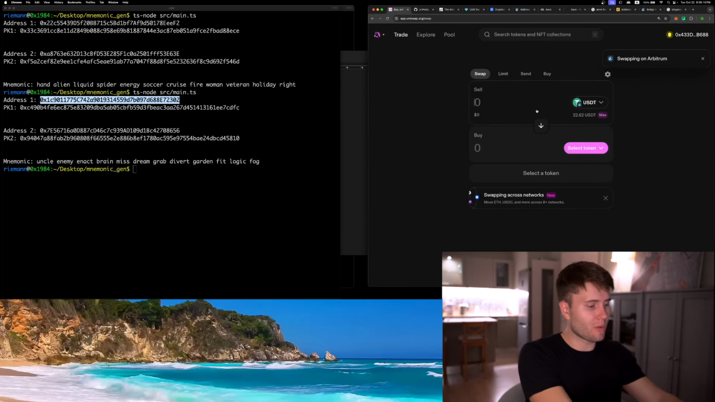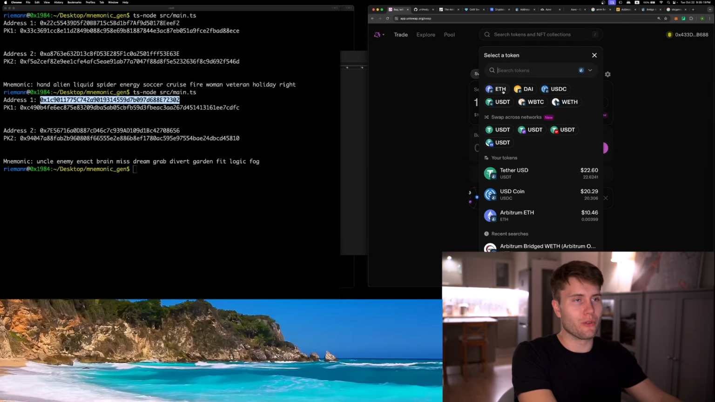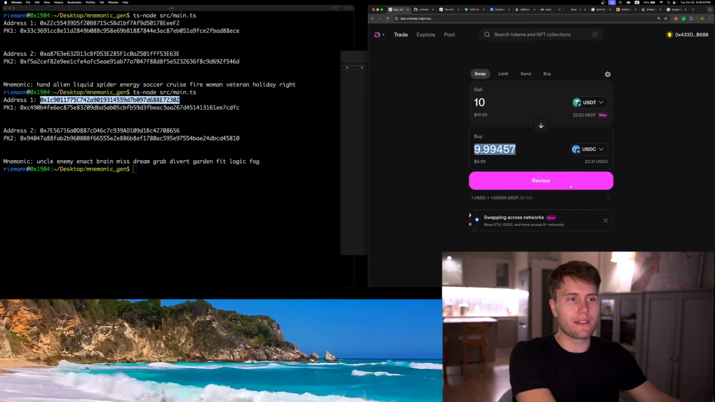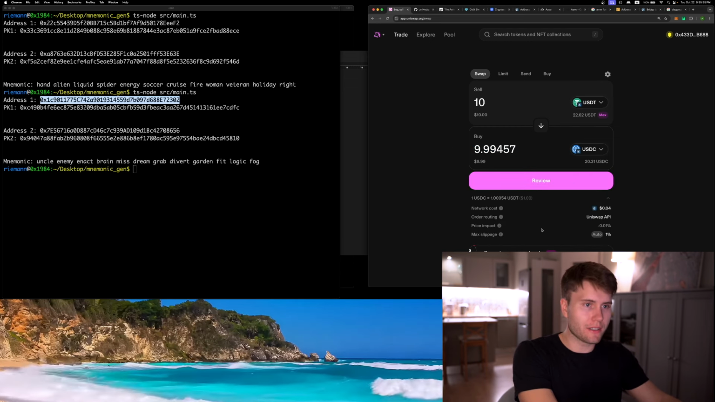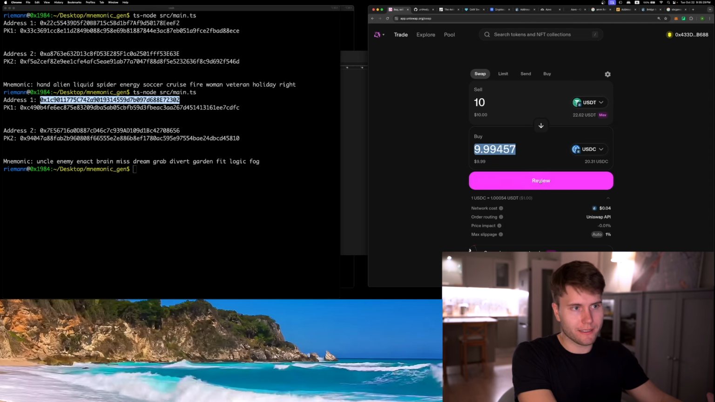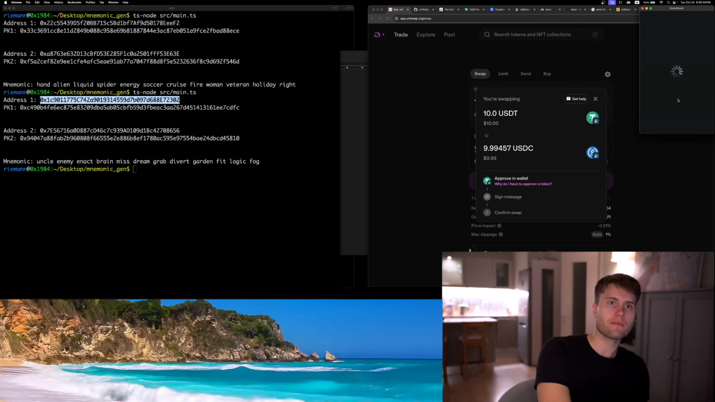All right, so we're going to swap 10 USDT for USDC on Uniswap. Every single time you swap an asset on Uniswap, there's a little bit of slippage, and there's actually a fee. But the fee is very, very low. So let's just click swap. We're going to click approve and swap.